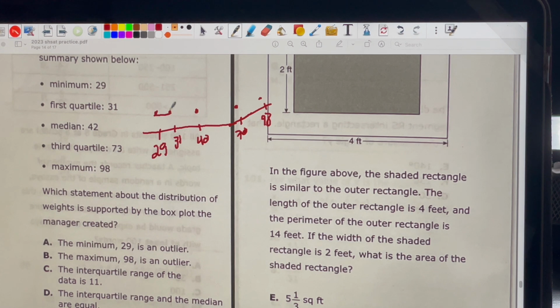So if you created a box plot, it sort of would look like that. Which statement about the distribution of the weights is supported by the box plot? The min of 29 is an outlier. You would have to do the IQR, right? You would have to do Q1 minus 1.5 times the IQR. The maximum 98 is an outlier. Oof.